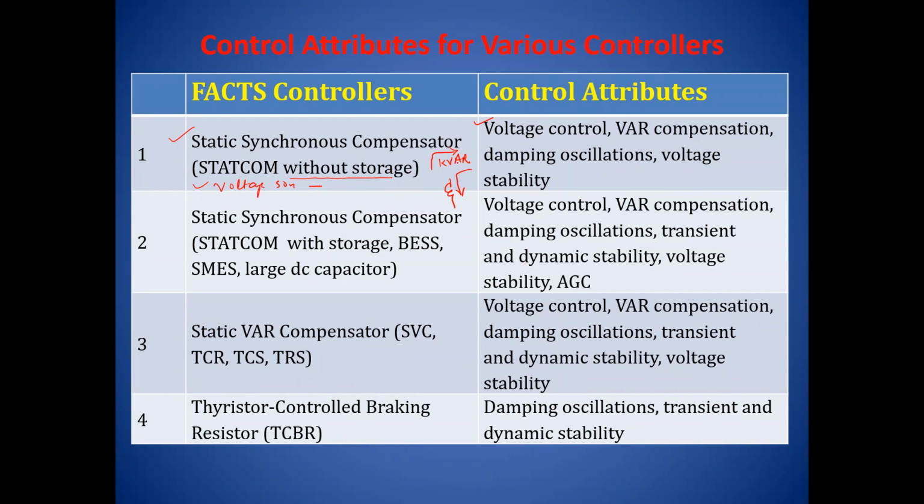VAR, either it is a capacitive reactance or it may be an inductive reactance, can be compensated. Damping oscillation and voltage stability. So as we are obtaining voltage control, definitely we can avoid the voltage collapse, or we can improve the voltage stability and damping oscillation.